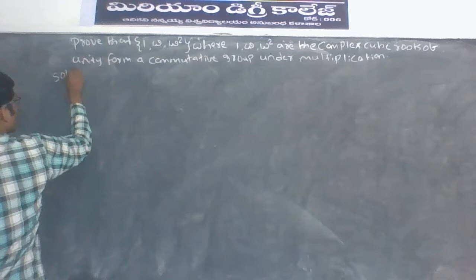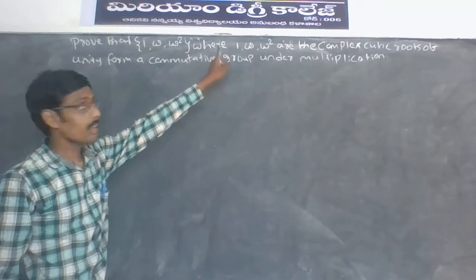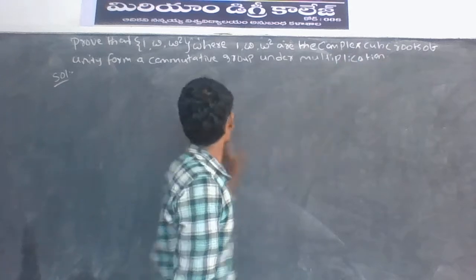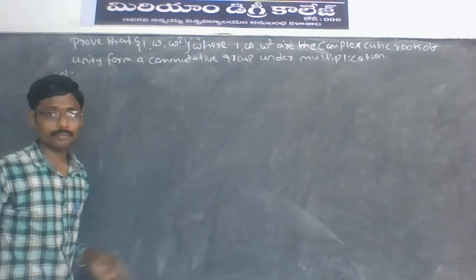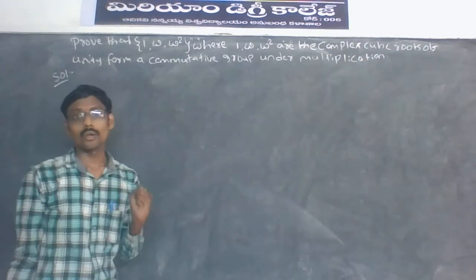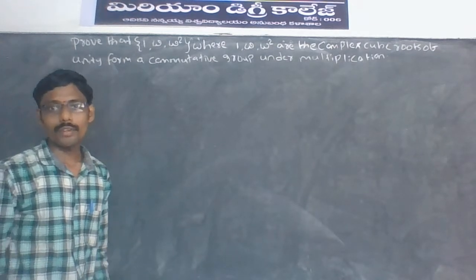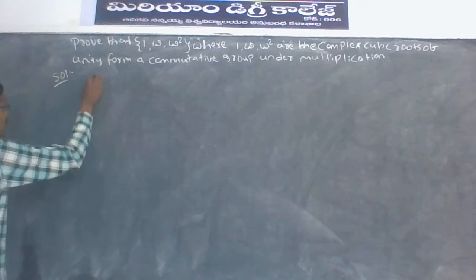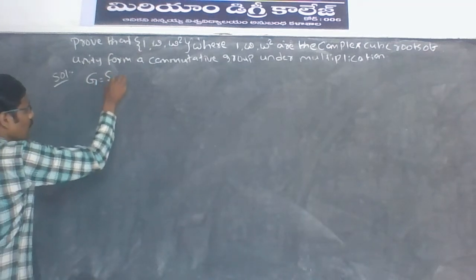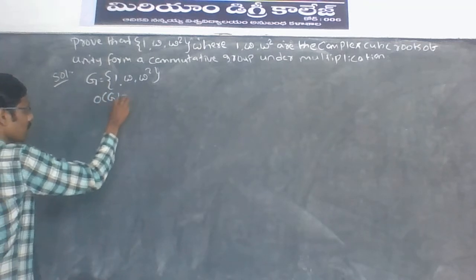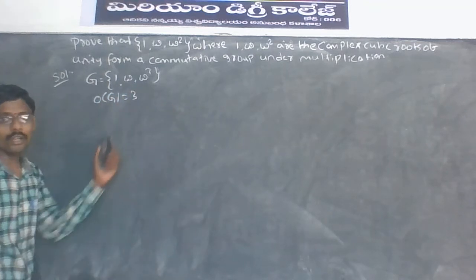Solution. Prove that 1, omega, omega square, where 1, omega, omega square are the complex cube roots of unity, form a commutative group. It satisfies closure, associative, existence of identity, existence of inverse, and commutative properties. First, Z is equal to {1, omega, omega square}. Order of Z is equal to 3.